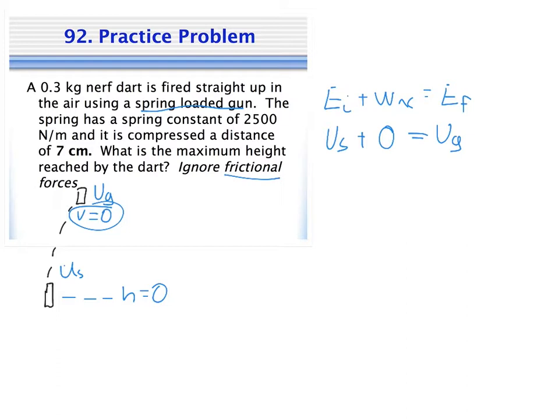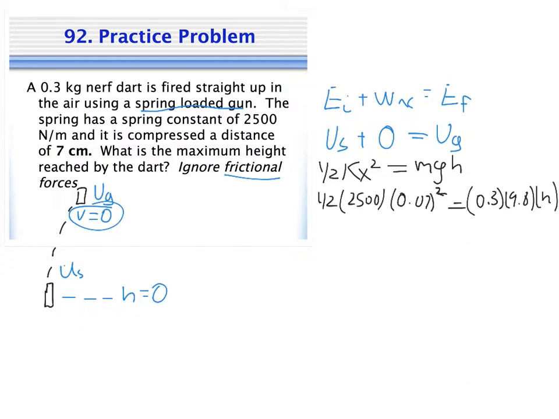Now that I have my basic equation, I'm going to start filling in the things that I know. I know spring potential energy is 1/2 kx squared. I know gravitational potential energy is mgh. So I'm going to plug in the numbers I know here. So there we have it. That left side is going to be 2500. That's my spring constant here.